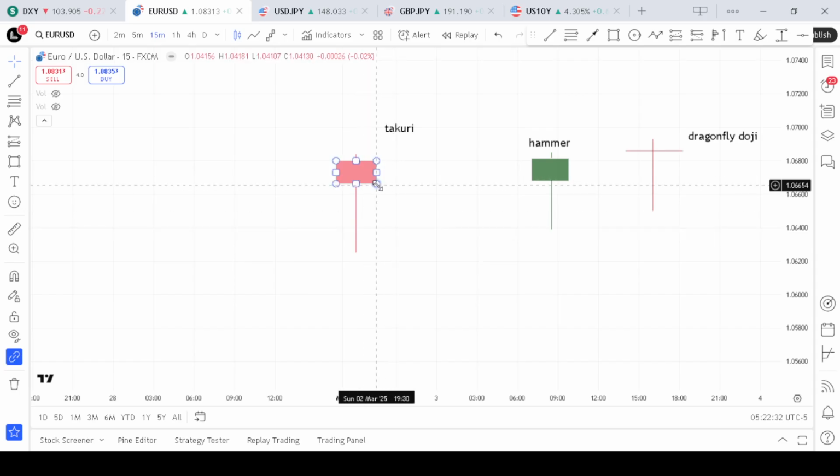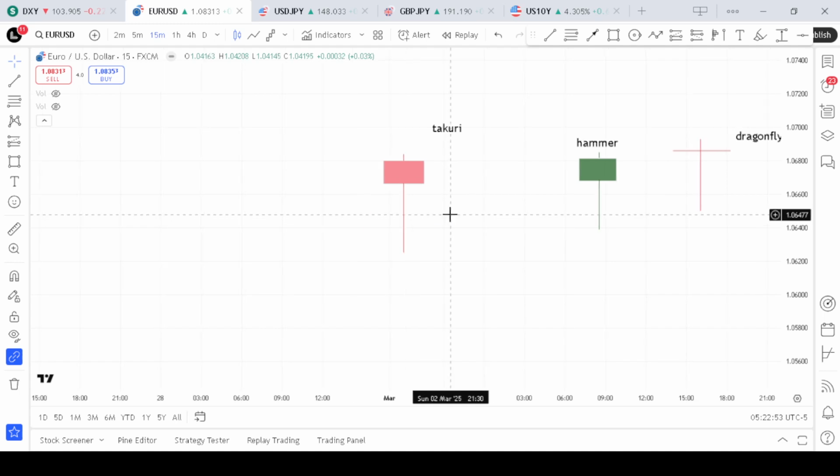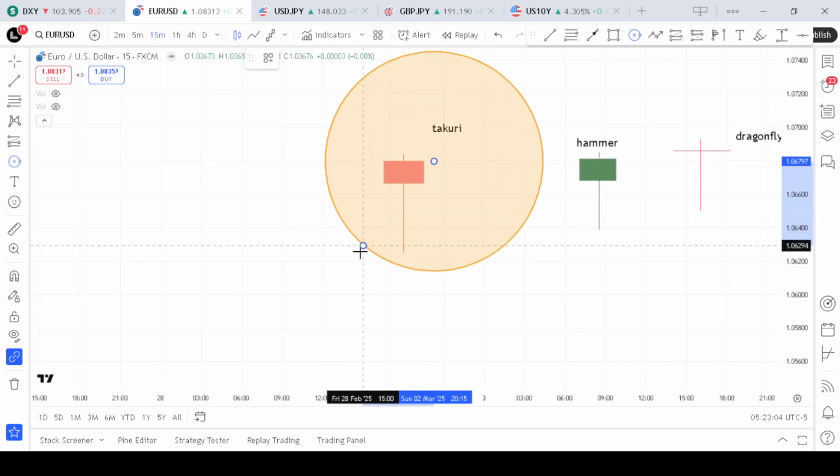The name Takuri comes from the traditional Japanese fishing technique, where fishermen would use long lines to catch fish near the bottom of the sea. This perfectly illustrates what the pattern represents in the market, a probe of low prices that ultimately gets rejected. So this is exactly what we are talking about, the Takuri candlestick pattern.